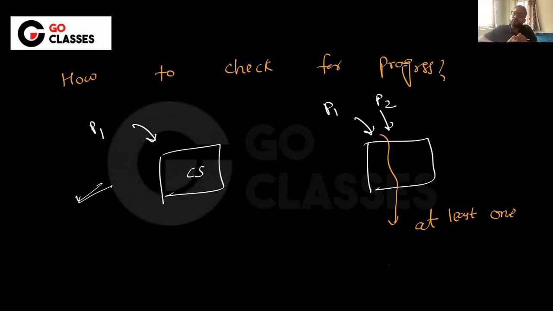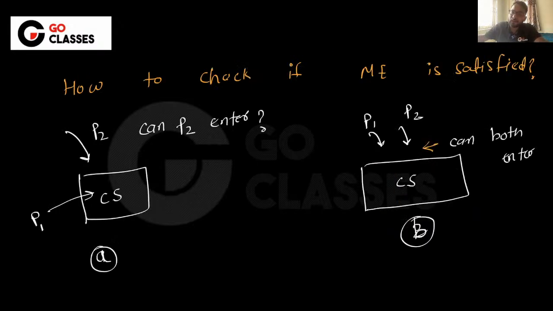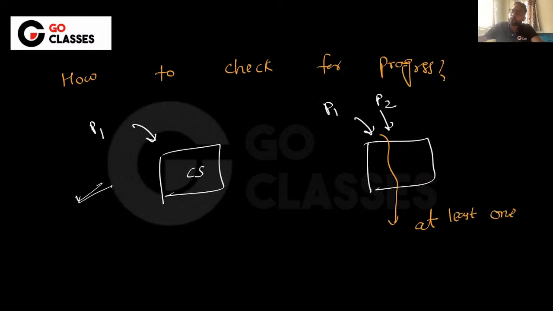If progress and mutual exclusion are both satisfied, it means that exactly one will enter, right? Mutual exclusion does not say that there is progress. It just says that both processes cannot be in at the same time. But if you also have progress, then exactly one will always enter, because progress says at least one enters and mutual exclusion says at most one enters. So progress and mutual exclusion together say that exactly one enters.